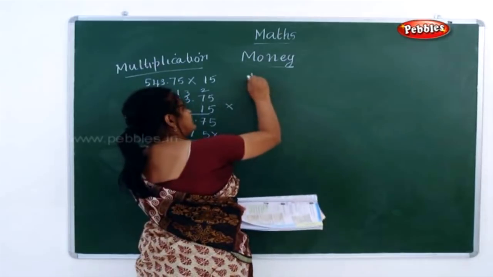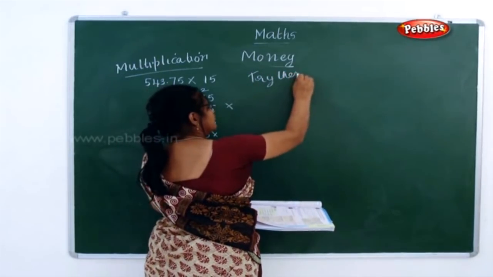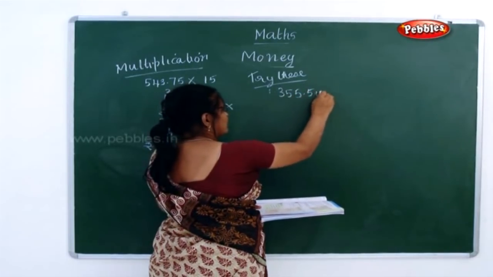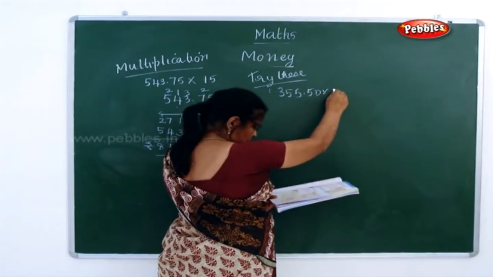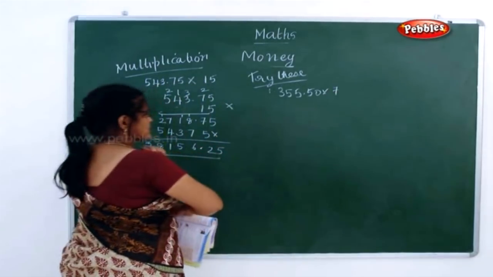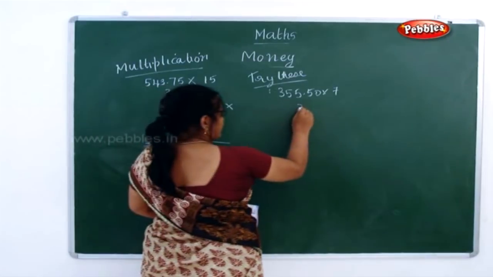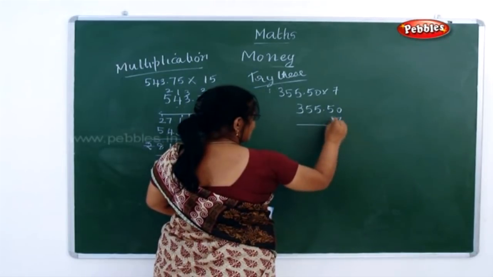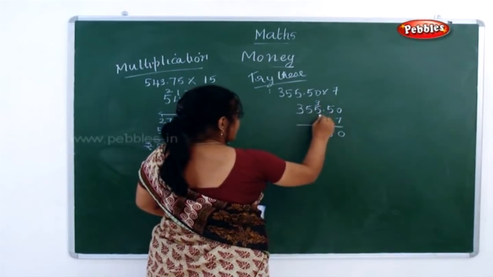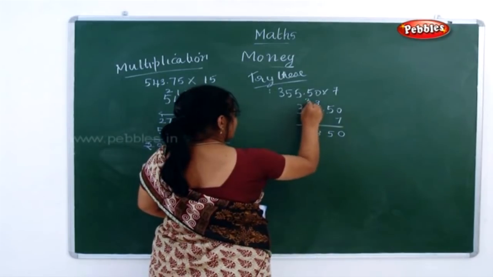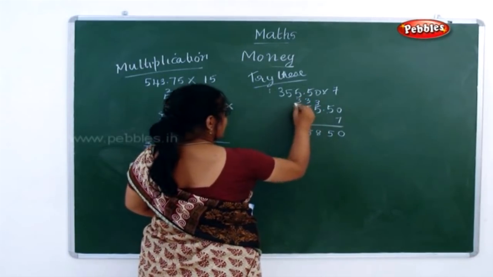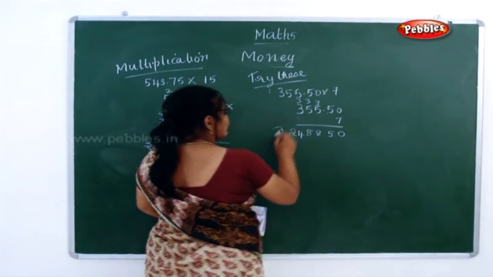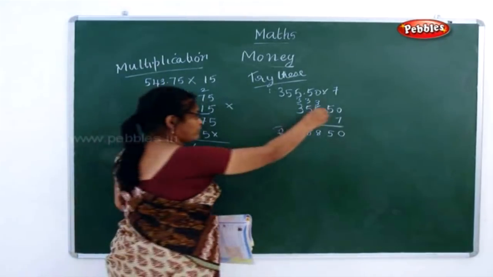Now next one, try this. The first one is 355.50 into 7. Now what they have given us first sum is 355.50. So you have to multiply 0.50 into 7. Now 0 7s are 0, 5 7s are 35, 3, 35 plus 3 38, again 3, 35 plus 3 38, 3, 3 7s are 21, 21 plus 3 24. So rupees 2488.50.